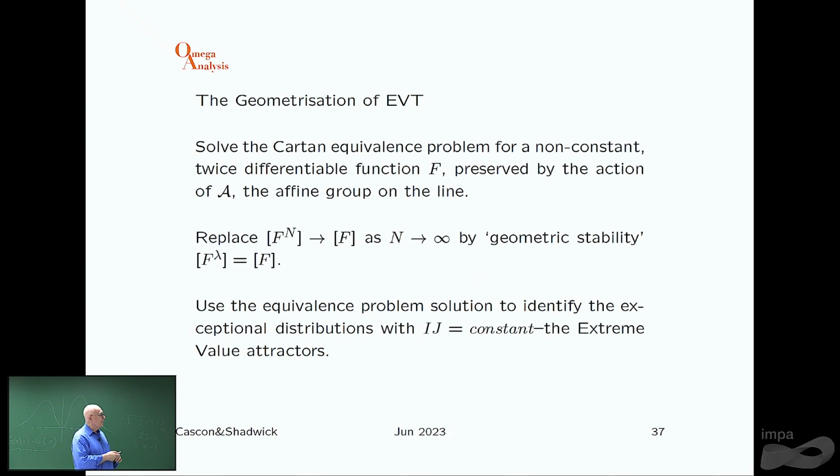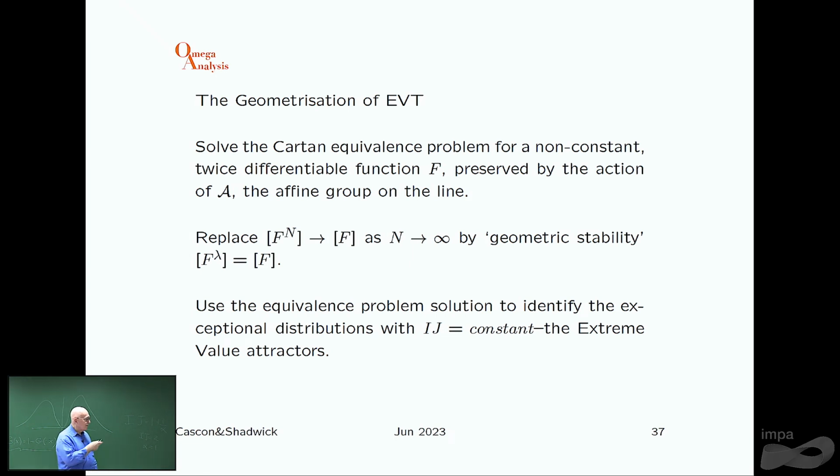So I just want to finish with a summary of the process we've gone through and what we got out of it, assuming we've all done the homework. We start by solving the Cartan equivalence problem. That's done once, and we can use the solution again and again and again. And the only thing that went into that was a non-constant, because we were using log of f as a coordinate, so we can't have a constant f. But a non-constant, twice differentiable function preserved by the action of the affine group on the line.